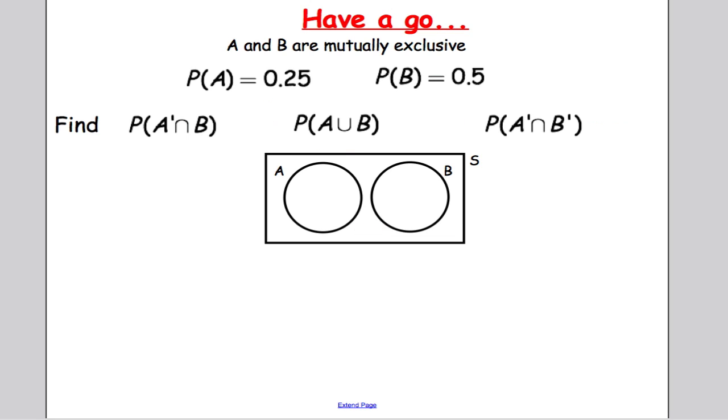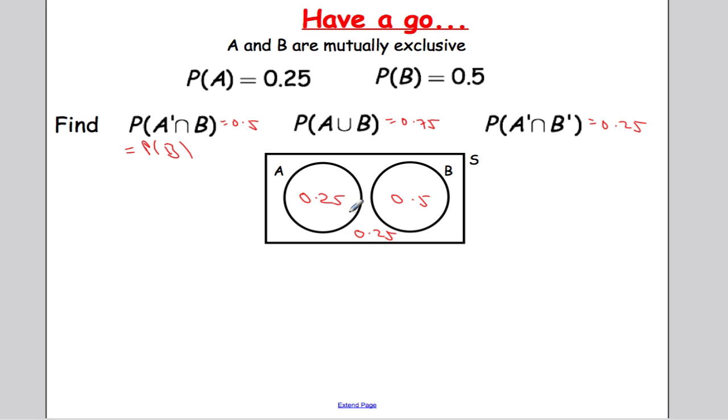Time for you to have a go. So very similar example here. Pause the video and try the question. Okay, hopefully you've had a go at that. Here are the solutions. We simply filled in what A was and what B was. That gave us the outside, and then we answered the probabilities. A complement intersection B, everything that's in B that's not in A, so simply just the probability of B. A union B, add the two probabilities together from A and B, and A complement intersection B complement 0.25, everything that's outside the two circular regions.